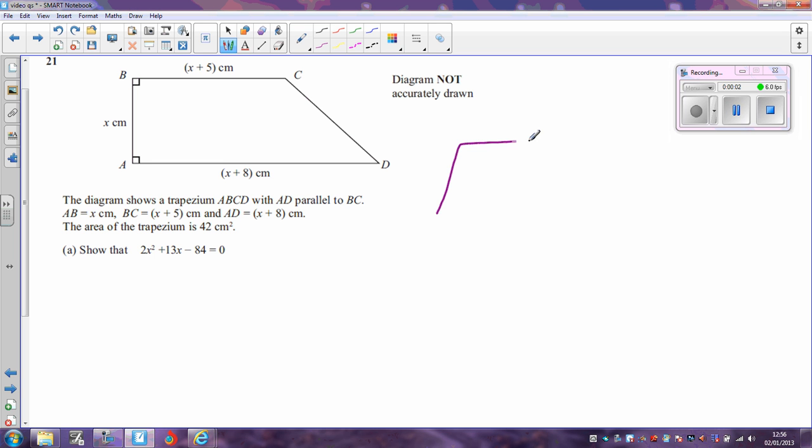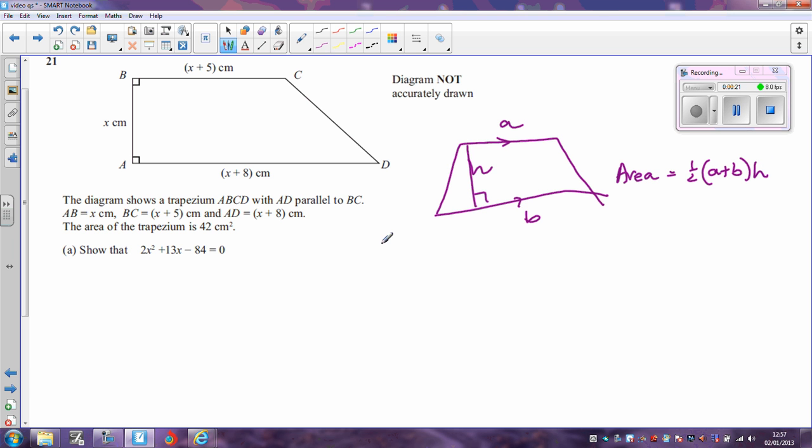First thing you need to know here is the formula for the area of a trapezium. The two parallel sides are a and b, and if the perpendicular distance between them is h, and this formula is given to you in the front of the exam paper, the area is half multiplied by the parallel sides added together, multiplied by h.